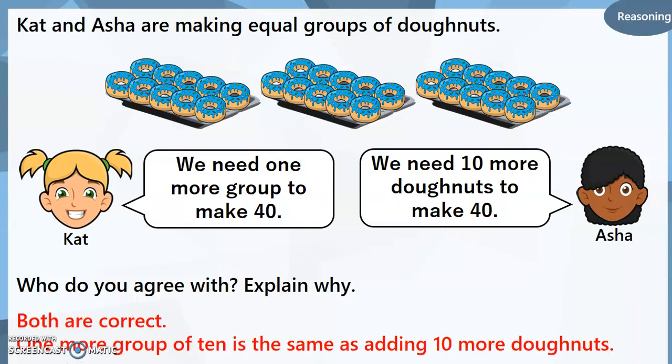Now, this was a bit of a trick, this one, because actually both of them are correct. Adding 1 more group was the same as adding 10 donuts. 1 more group of 10 is the same as adding 10 more donuts. Let's have a look at the activities that you've got to do today.